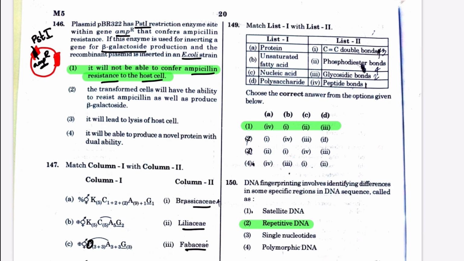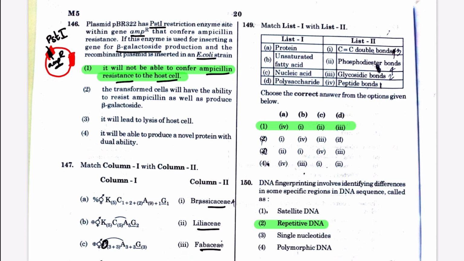Okay, so look at 149. Match list 1 and 2. They are asking what kind of bond is present in a protein. We know it is a peptide bond.